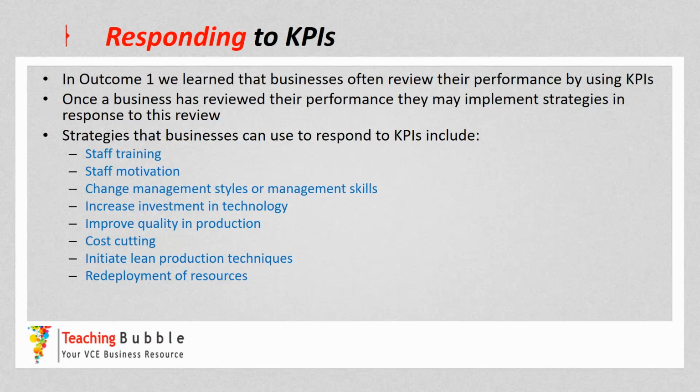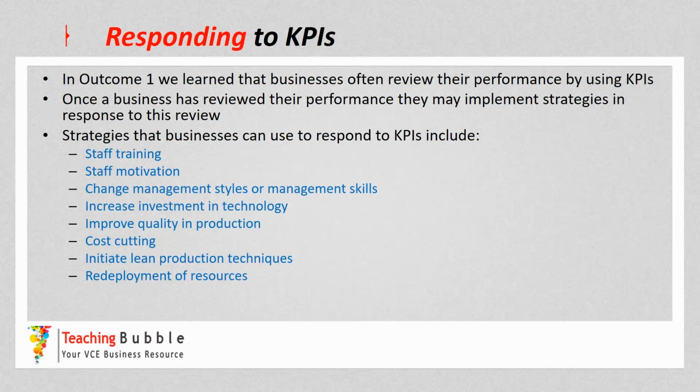So just think back to Unit 4 Outcome 1, the previous outcome that we covered. We learned that businesses will often review their performance by using key performance indicators. Now what we're going to do in this video is look at, well, once they've gathered that data, what management strategies could they possibly implement to try and improve that data?